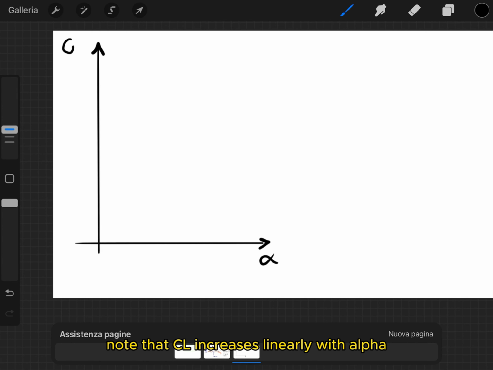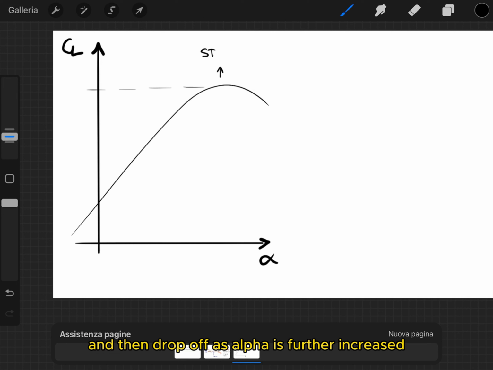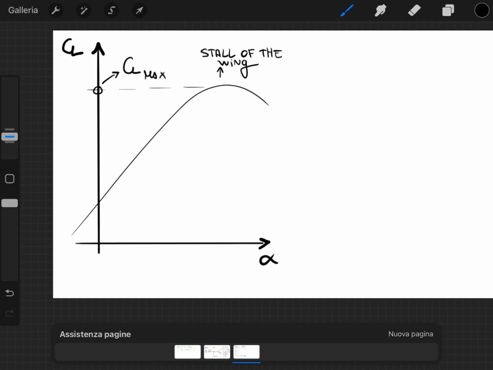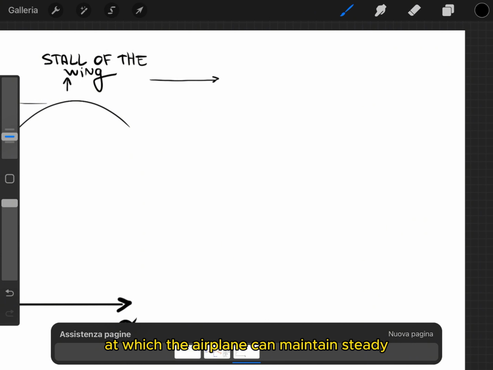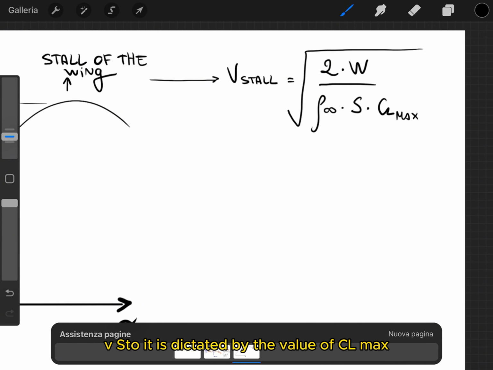Note that CL increases linearly with alpha until an angle of attack is reached when the wing stalls. The lift coefficient reaches a peak value and then drops off as alpha is further increased. The maximum value of the lift coefficient is denoted by CL max. The lowest possible velocity at which the airplane can maintain steady level flight is the stalling velocity, Vstall. It is dictated by the value of CL max.